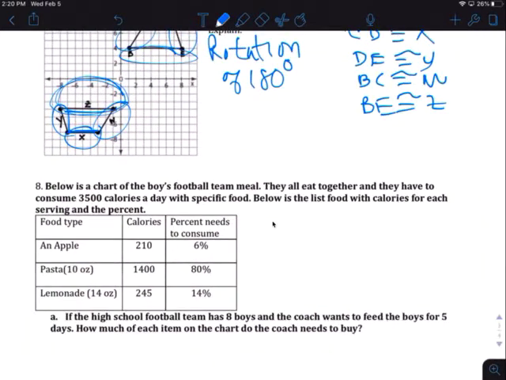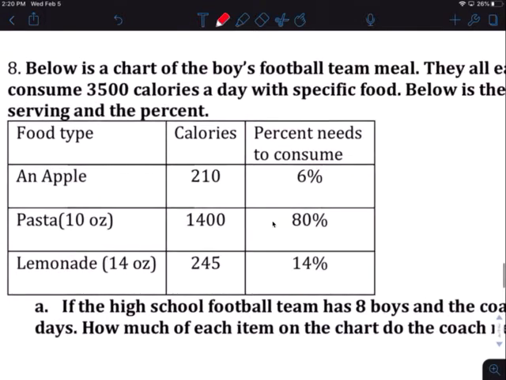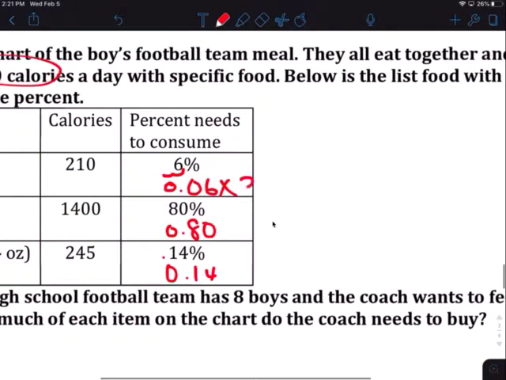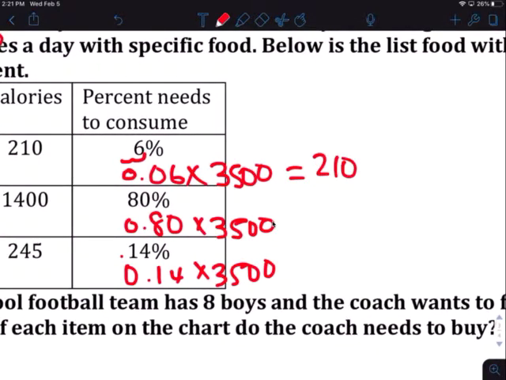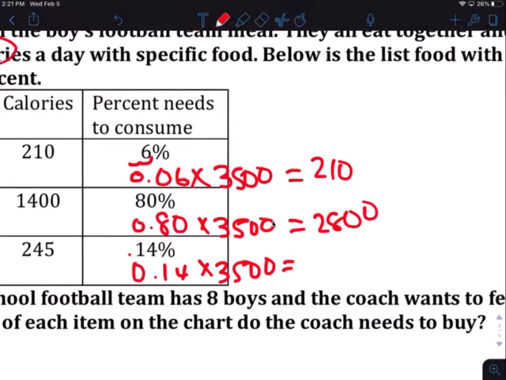Okay, here you need to make this into a decimal. Anytime you have this, you make it into a decimal first. 0.06, 0.80, 0.14, the decimals. And then multiply it by the total calories here, times 3,500. Okay, and then you get 210 here, you get 2,800 here, you get 490 here. And then after that, you take these calories and divide by that there.